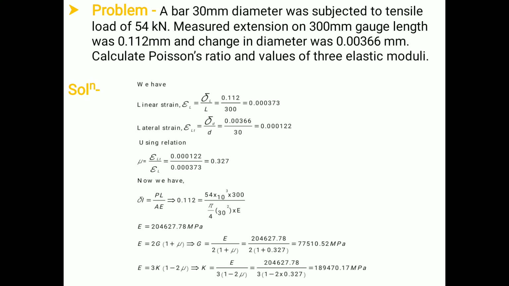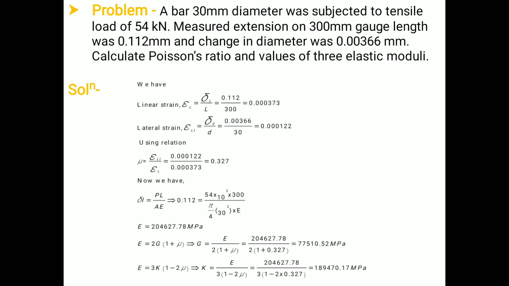Now we have the next numerical, and the statement of the numerical is: a bar of 30 mm diameter was subjected to a tensile load of 54 kN. Measured extension on 300 mm gauge length was 0.112 mm and change in diameter was 0.00366 mm. Calculate Poisson's ratio and values of 3 elastic moduli.